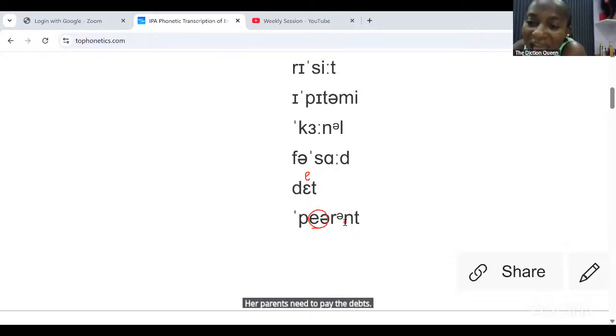Her, not her. H-E-R, her. Her parent needs to pay the debt. Not her parent needs to pay the debt, no.